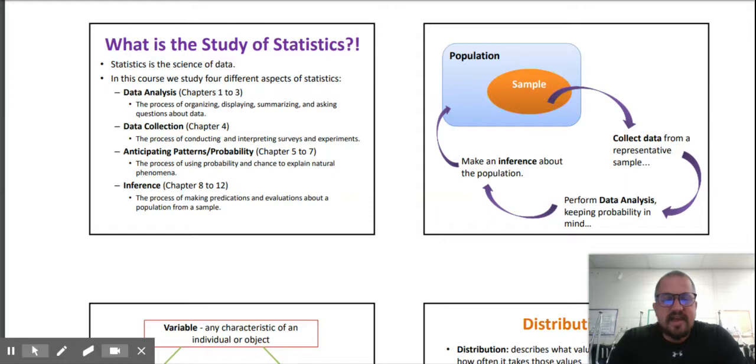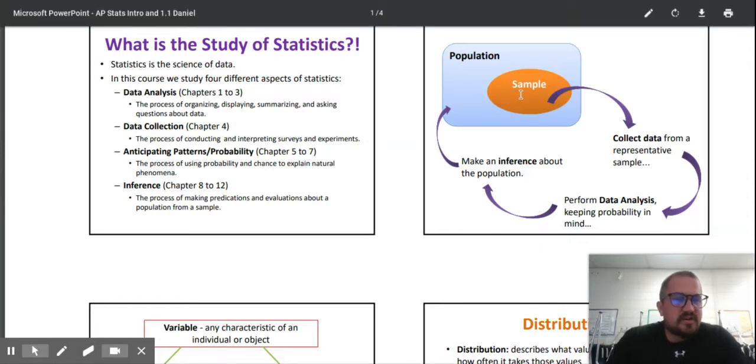And then the last thing to bring it all together is chapters 8 through 12, which are inference. And that is the process of making a prediction. So to infer, we're going to predict. You're going to use data that you have to predict. And that leads us into the next slide.